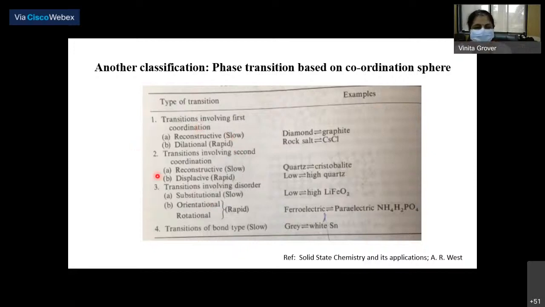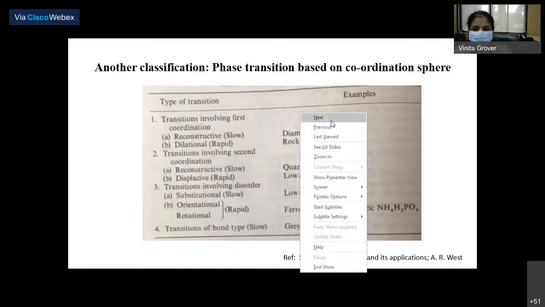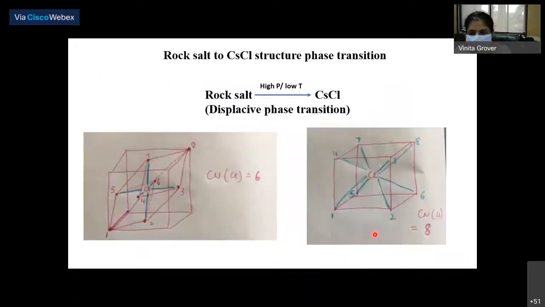Now there is one more classification. Wait, let me go to the previous slides. 1 and 8 are not the nearest neighbors. They are at the body diagonal of the new cube. In fact, they were at the body diagonal of the old cube as well. But now they are forming the body diagonal of the new cube, but they are not coordinating with each other. They are not the nearest neighbors of each other.